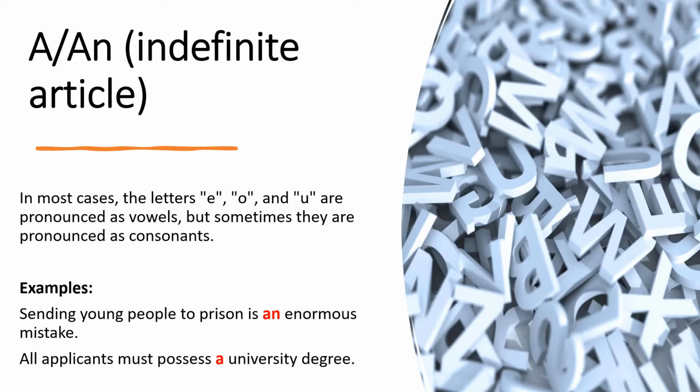In most cases, the letters E, O, and U are pronounced as vowels, but sometimes they are pronounced as consonants. For example, sending young people to prison is an enormous mistake. All applicants must possess a university degree.